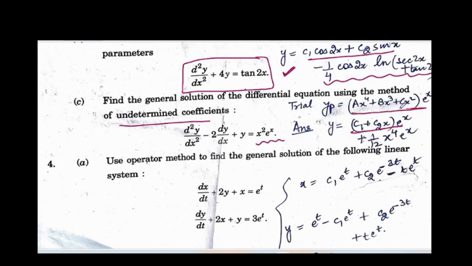so you need to modify your trial YP, and then after modifying your trial YP and doing the usual stuff, putting in the equation, equating the coefficients of the like terms, etc., you will be able to find out your YP also, and this is going to be your final answer.